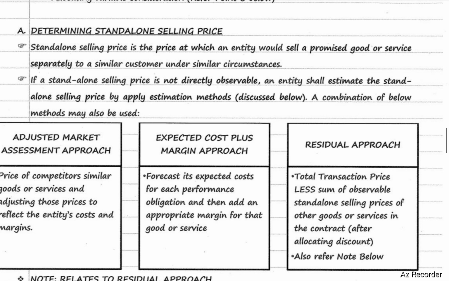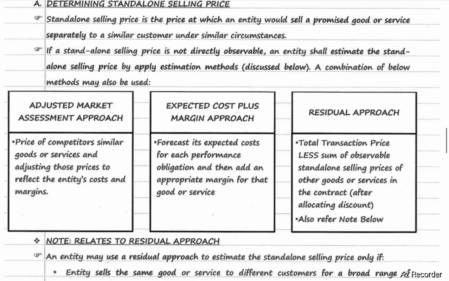There are three methods. First one, adjusted market assessment approach. Second one, expected cost plus margin approach. Third one, residual approach. First one, adjusted market assessment approach. The price of the competitors' similar goods or services, and adjusting those prices to reflect the entity's cost and margins, should be considered in case of adjusted market assessment approach. Second one, expected cost plus margin approach. Forecast its expected cost for each performance obligation and then add an appropriate margin for that goods or services in case of expected cost plus margin approach.